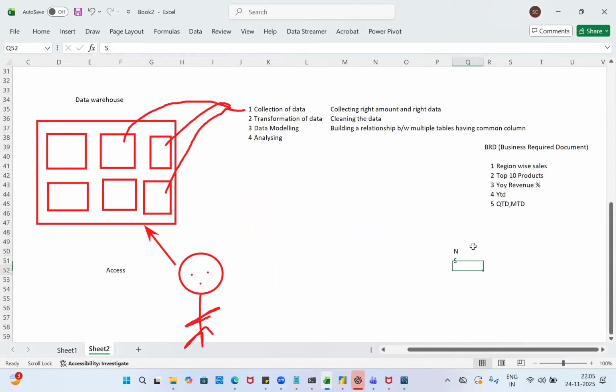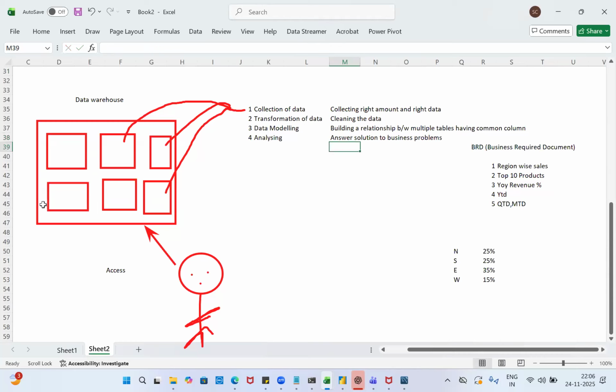You're saying there are four regions: north, south, east, west. The north region has given 25 percentage, south also 25 percentage, east 35 percentage, and west 15 percentage. Getting these percentages and giving this answer as a solution to the business is nothing but analyzing. At this stage, we might use DAX formulas, anything, to answer or give solutions to business problems, which is known as analyzing.